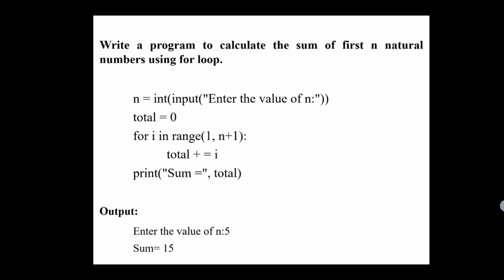And finally, the final statement, print sum = total. This prints the final total sum. So if you enter 5, it adds 1 + 2 + 3 + 4 + 5, that is equal to 15.